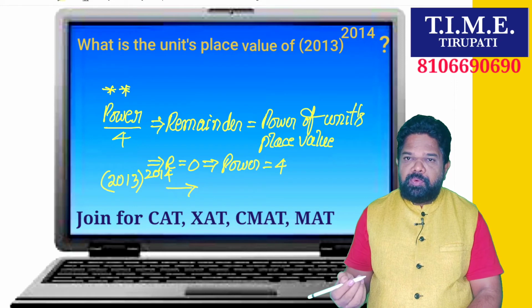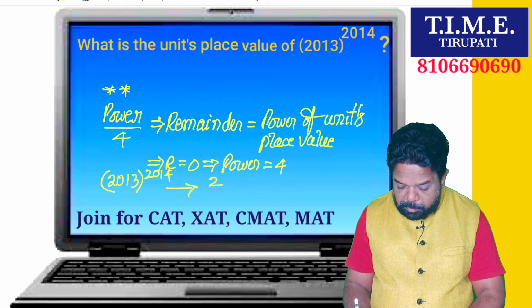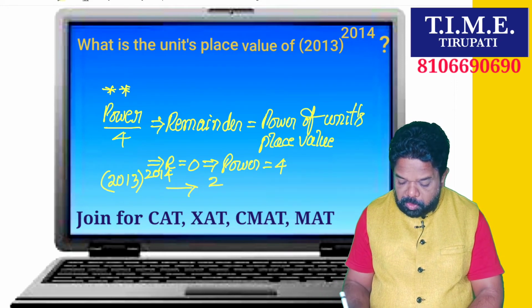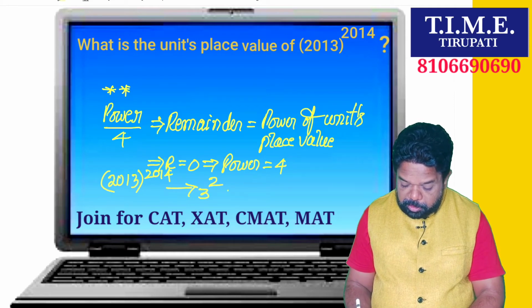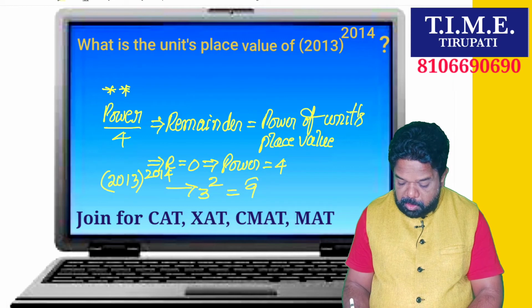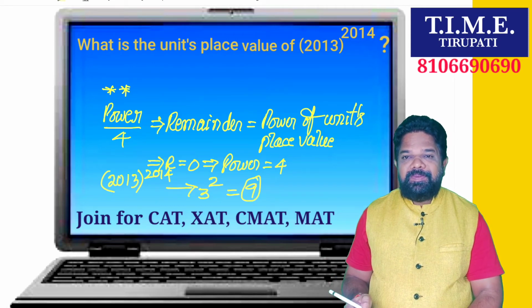4 5 is 20, 0, 4 3 is 12. What is the remainder? 2 is the remainder. You have to observe only the remainder. That remainder is the power of the units place value. What is the units place value here? 3 is the units place value, so 3 square. What is the value of 3 square? 9. You can get the answer in a single step.